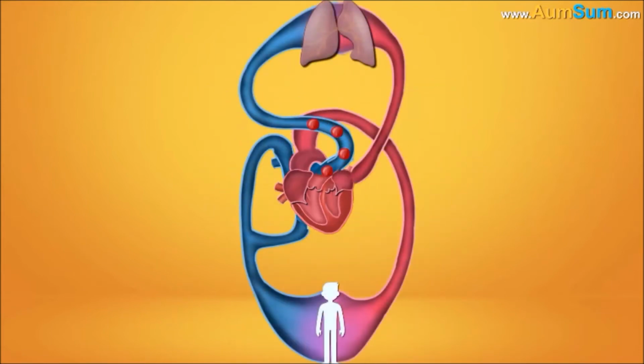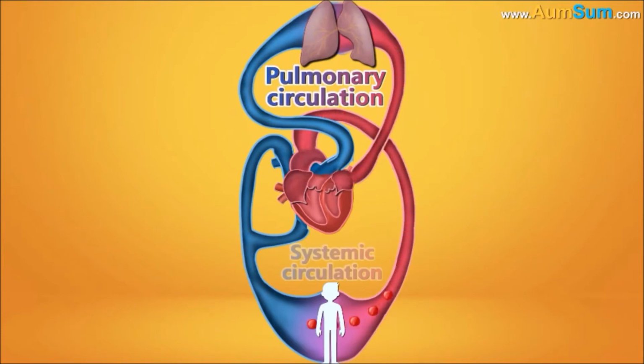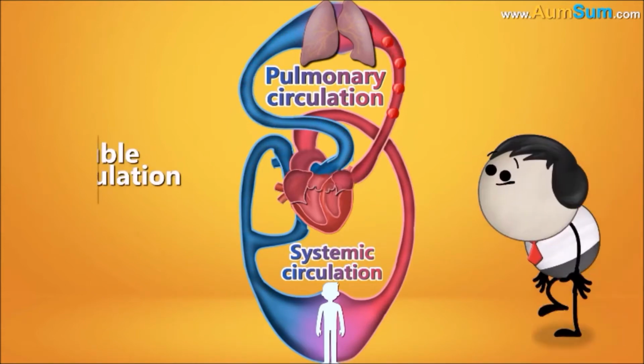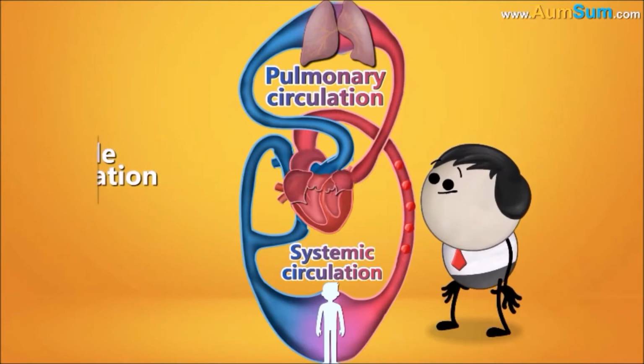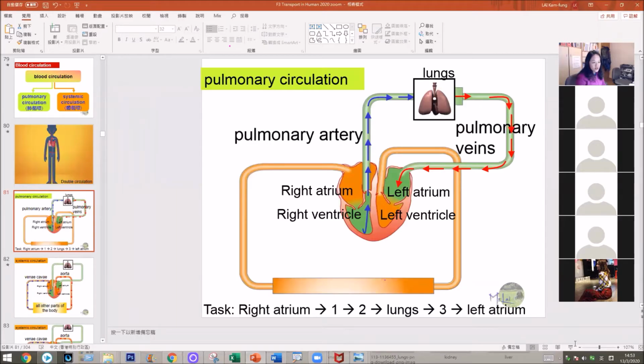Did you know that the blood circulation between the heart and lungs is called pulmonary circulation, while the circulation between the heart and body parts is called systemic circulation? Since the blood flows twice through the heart in one circuit, it is called double circulation. Try to test your understanding.